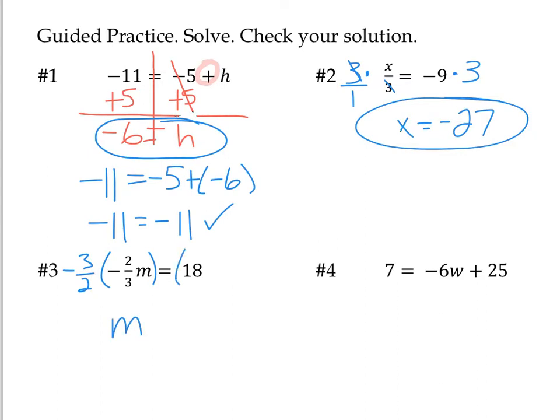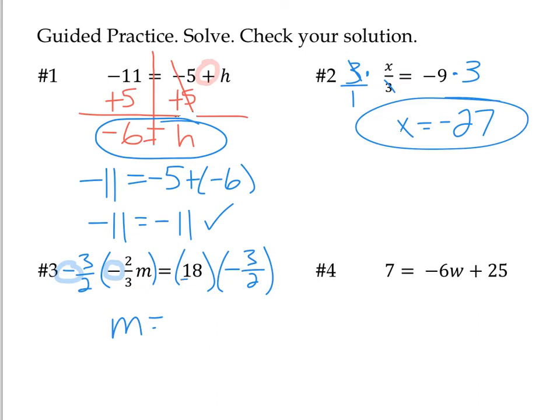And on the other side of the equation, we want to multiply by negative 3 over 2. Make sure, since this was a negative 2 over 3, we multiply by a negative 3 over 2. And so now we multiply on both sides here by the negative 3 over 2, and we'd have to do 18 times negative 3 over 2. There's a couple different ways you could do that.